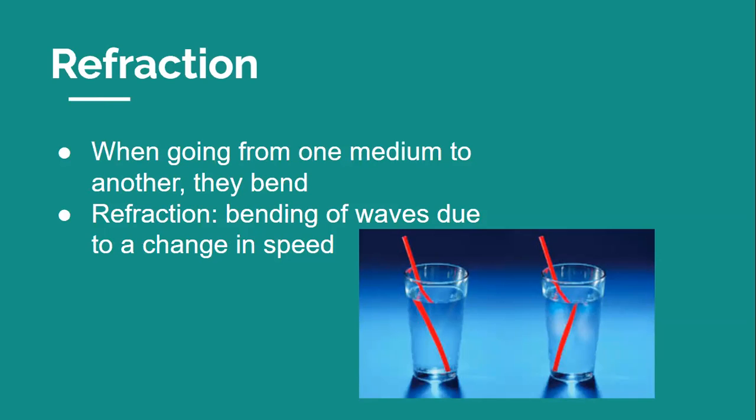This bending is due to refraction, or the bending of waves due to a change in speed. When a wave enters a new medium at an angle other than perpendicular, it's going to change direction. For instance, when light is directed at water at an angle, the light slows down and bends downward. The wave bends towards the normal, the imaginary line that runs perpendicular to the boundary between the two media.